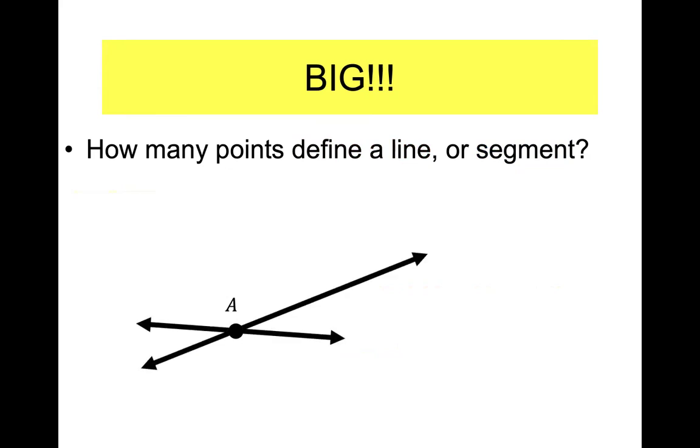But there's another line that is nothing like this one right here that goes through point A. So how many lines can you draw through point A? Well, it looks like I could do that process for a long time. In fact, there's an infinite number of lines that go through point A.